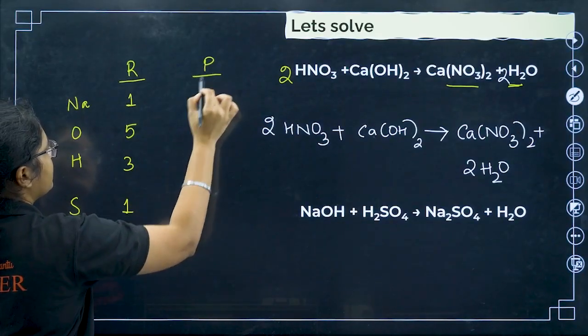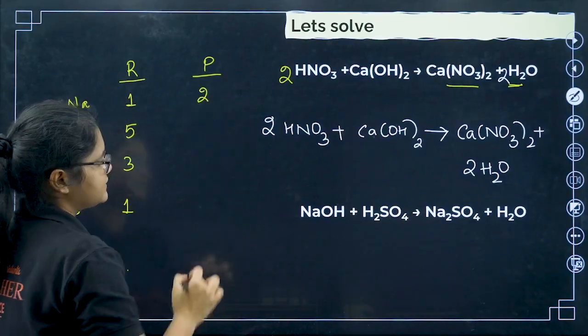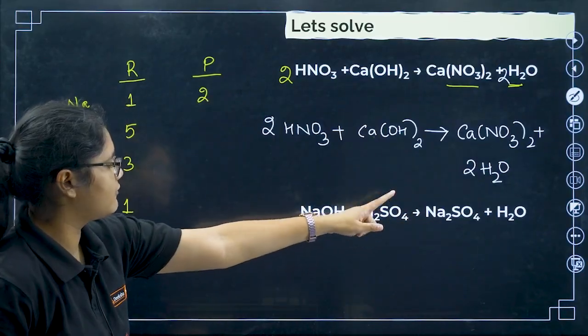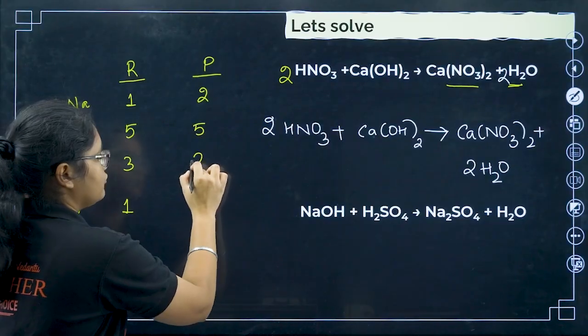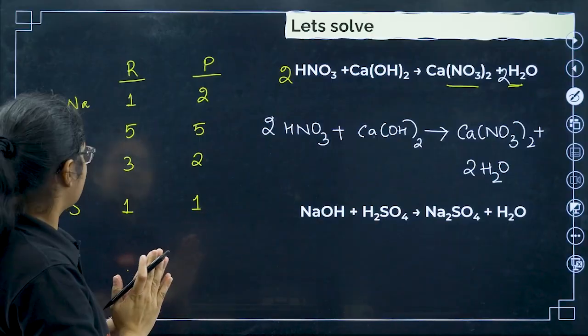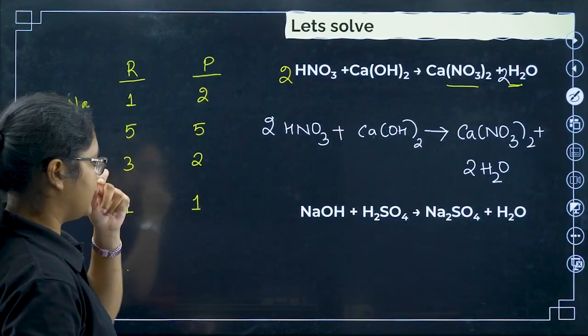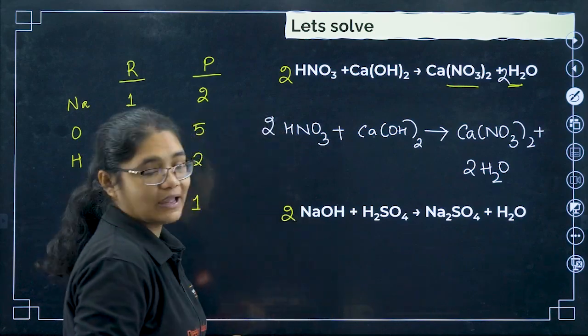Now coming to the product side, you have 2 sodium. Then oxygen you have 4 plus 1, 5, that is also balanced. Hydrogen you have 2 and sulfur you have 1. So now what I can find is hydrogen and Na are not balanced. So I have 2 Na, so let me try to multiply by 2 here.